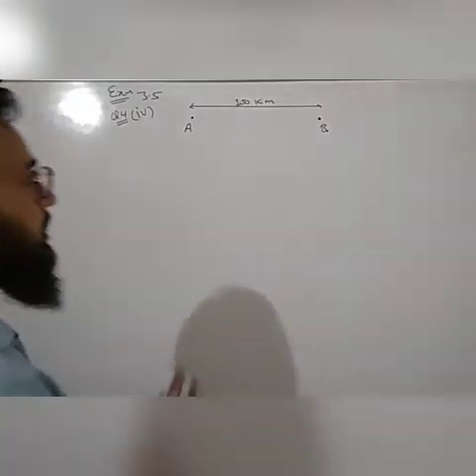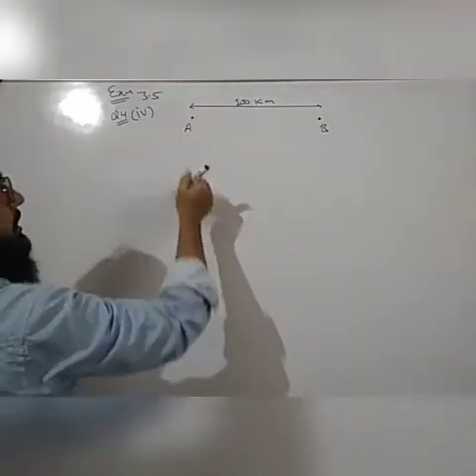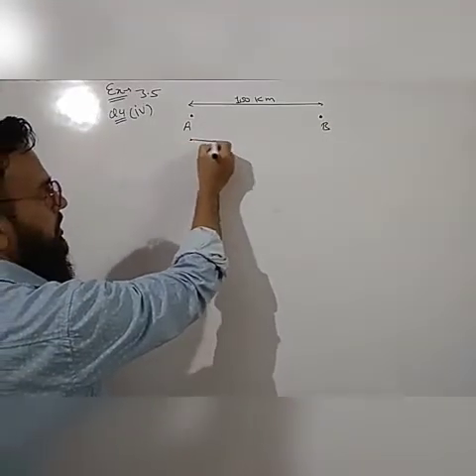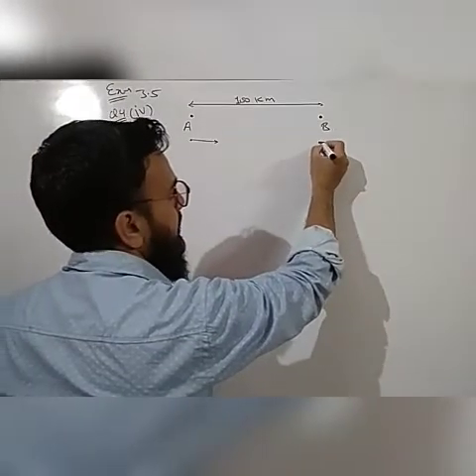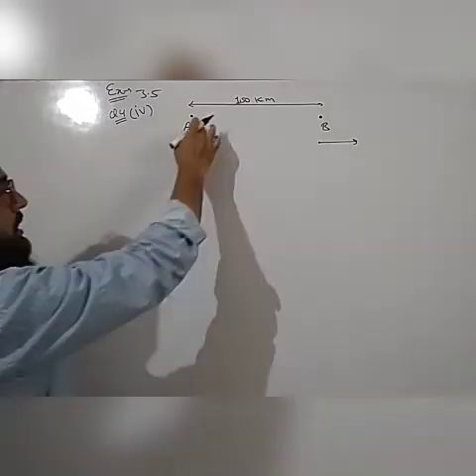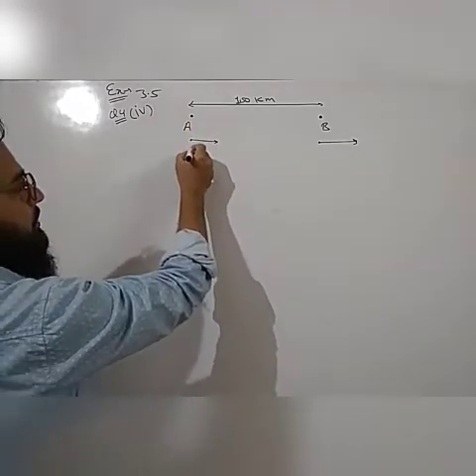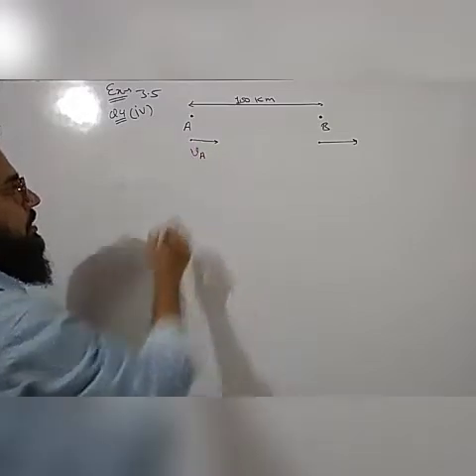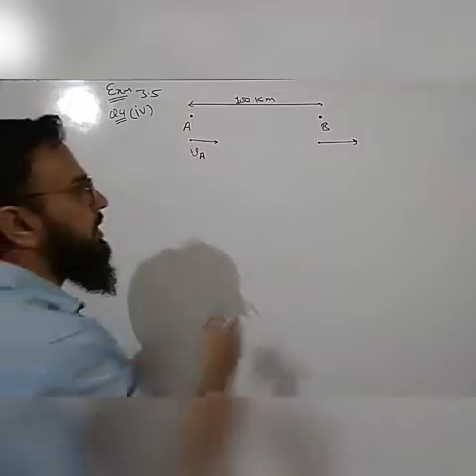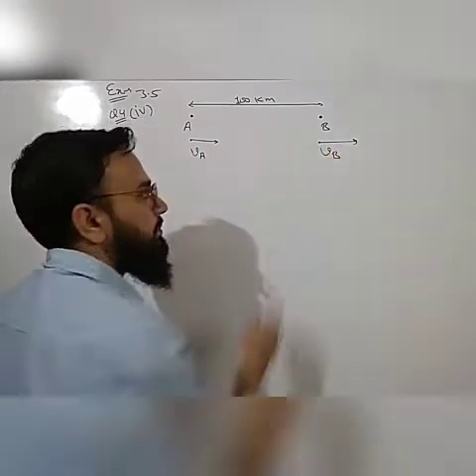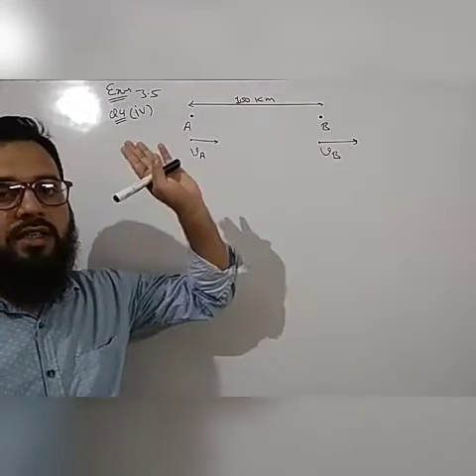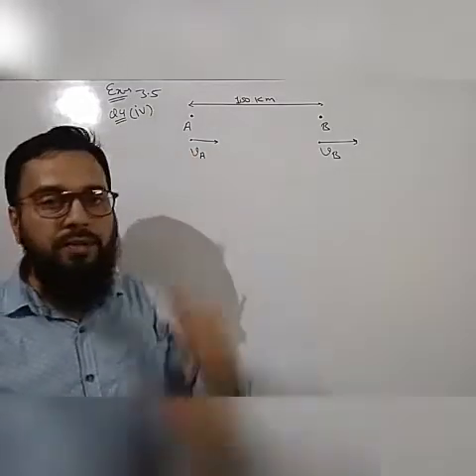So let us suppose a car is starting from A and both cars are moving in the same direction. Let us consider this is the direction, the right side. Let the speed of this car be VA. Velocity or speed is represented by V. So the speed of the first car is VA and the speed of the second car is VB.